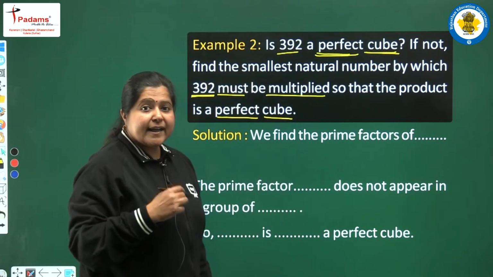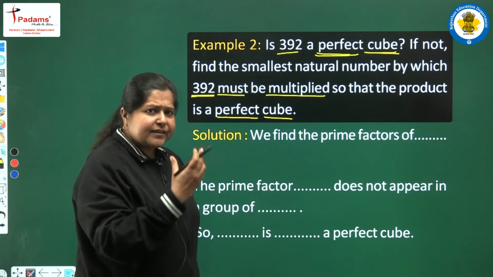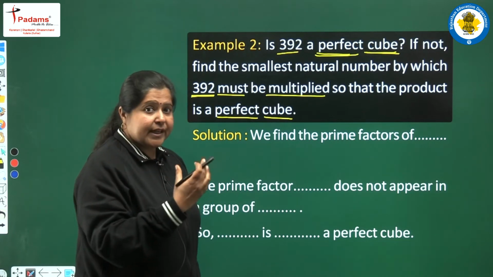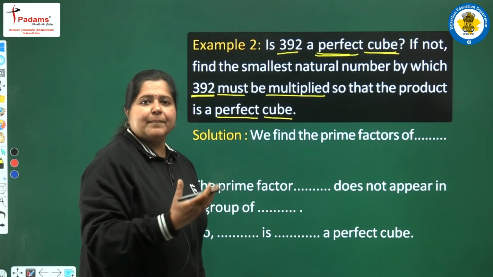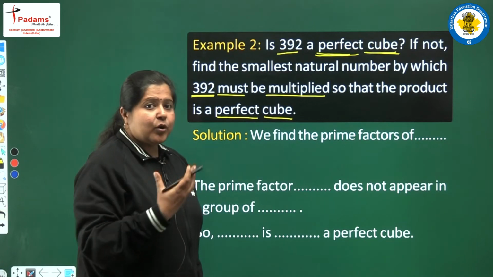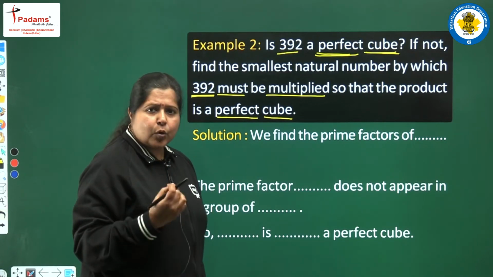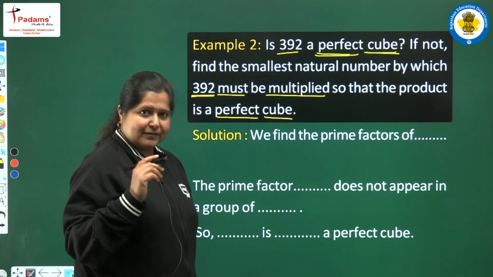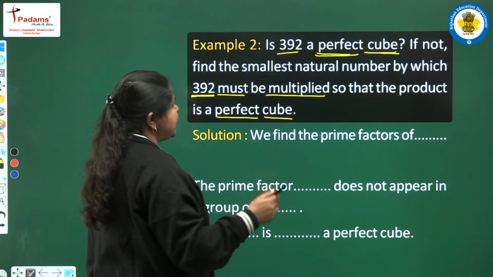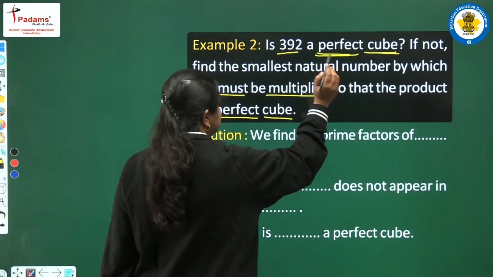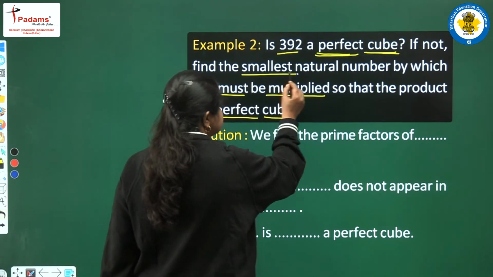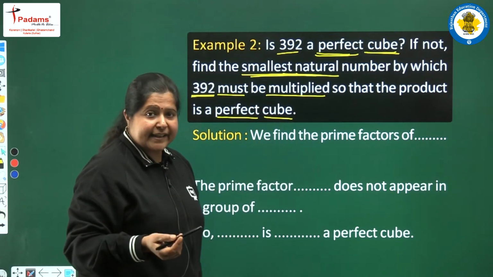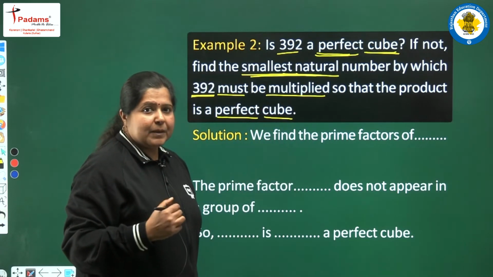इसका मतलब क्या इसके प्राइम फैक्टर्स 3-3 के ग्रुप्स में हैं या नहीं. अगर इसके प्राइम फैक्टर्स 3-3 के ग्रुप में होंगे तब तो ये एक परफेक्ट क्यूब होगा और अगर कोई भी एक नंबर मिसिंग होगा तो ये परफेक्ट क्यूब नहीं होगा. Got it? फिर पूछा गया है कि अगर ये परफेक्ट क्यूब नहीं है तो ऐसा कौन सा स्मॉलेस्ट नेचुरल नंबर है जिससे इसे मल्टीप्लाई किया जाए तो हमें एक परफेक्ट क्यूब नंबर मिल जाए.